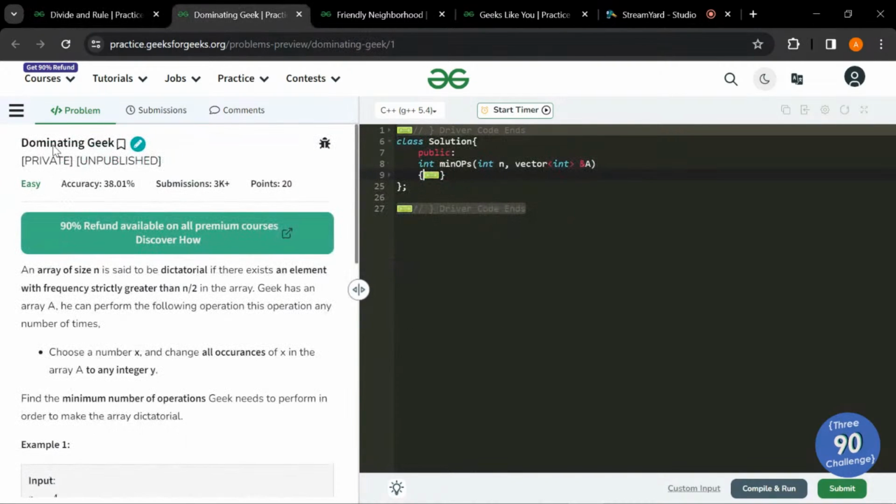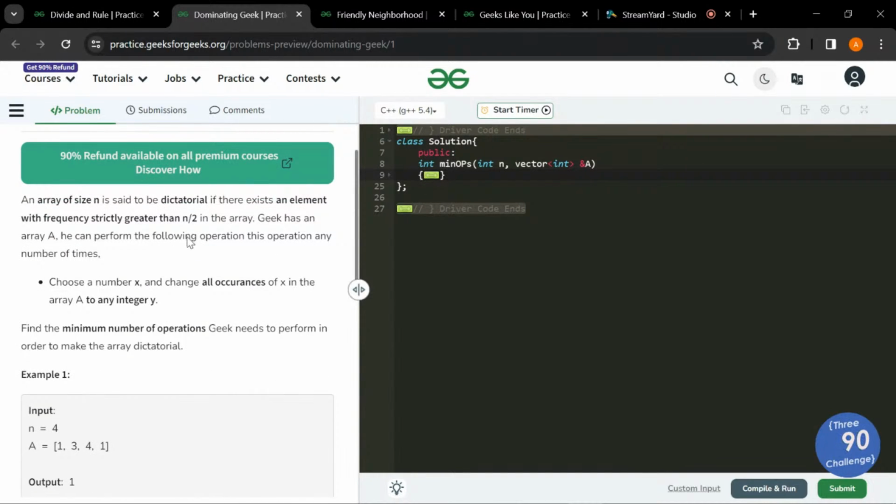So the second problem is Dominating Geek. In this problem, you are given an array of size n, and in one operation, you can choose any number x and change all the occurrences of x to any other integer y in array A. We need to report the minimum number of operations to make one element of this array A have frequency greater than n by 2. This is a pretty standard and simple greedy algorithm problem. We always start with the integer whose frequency is maximum.